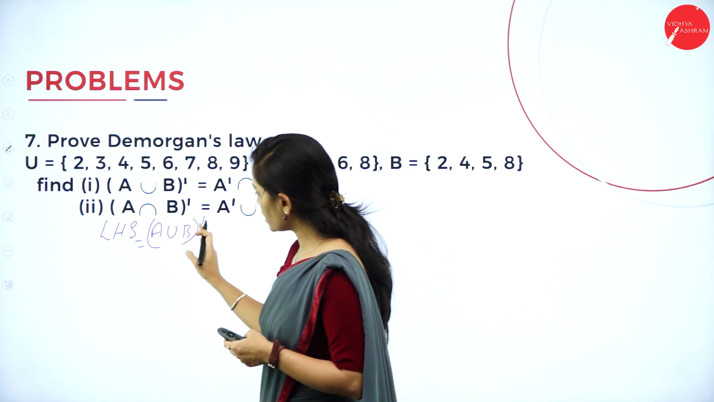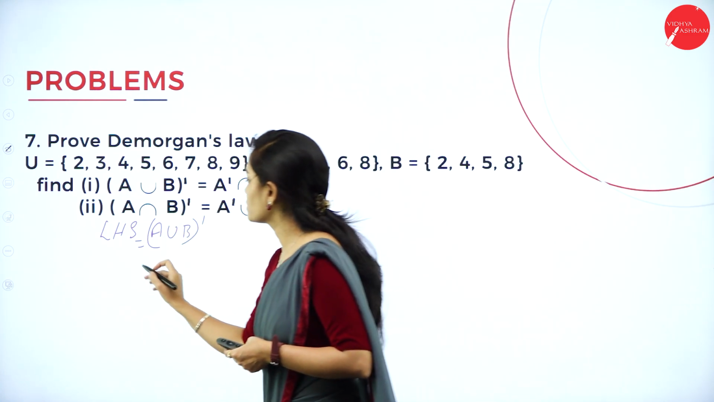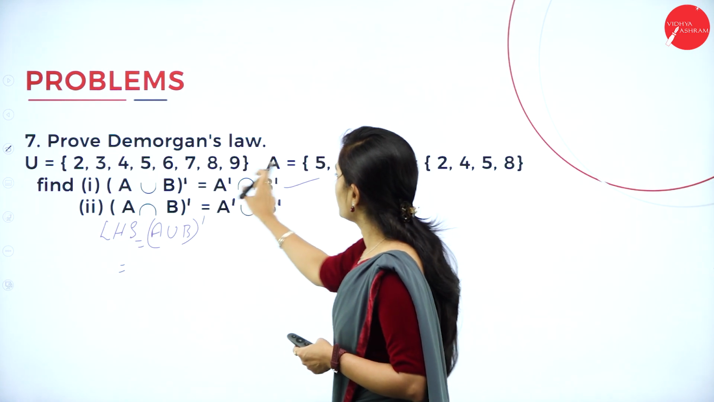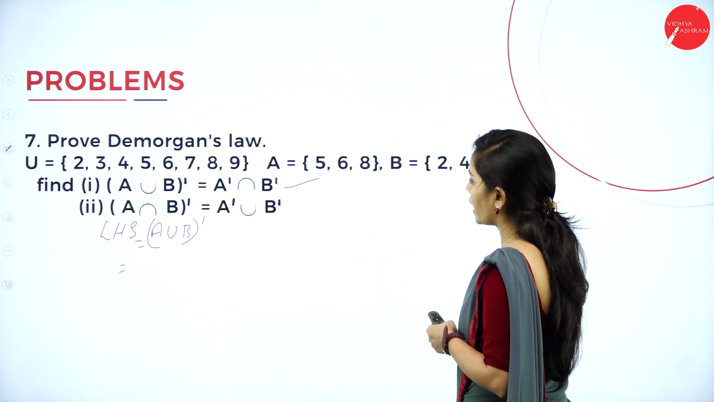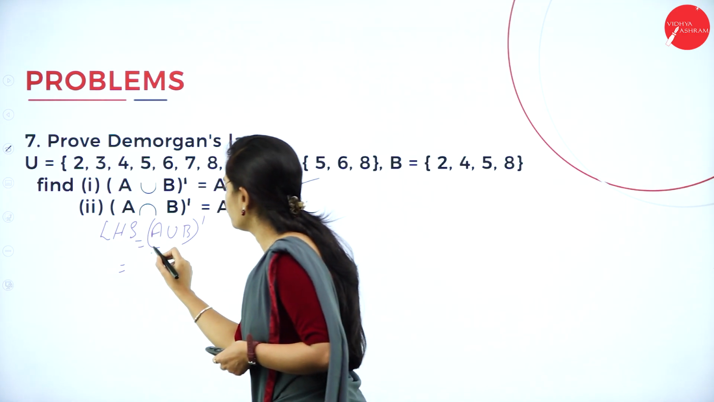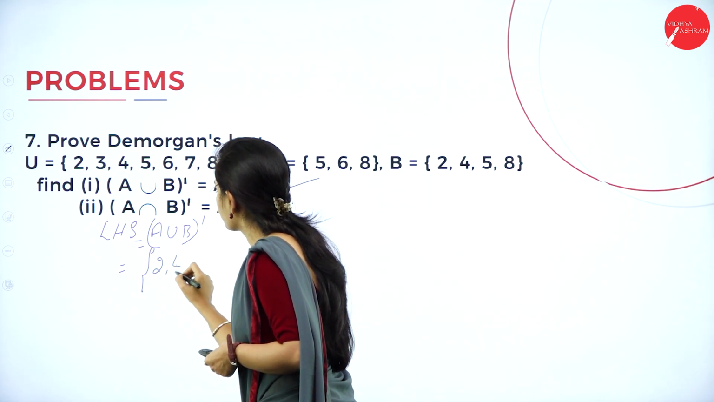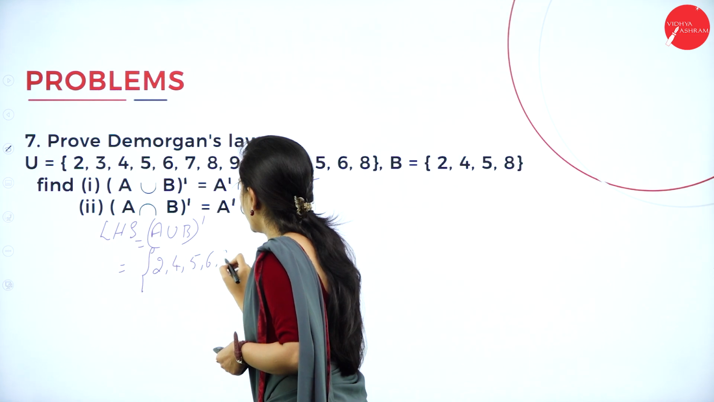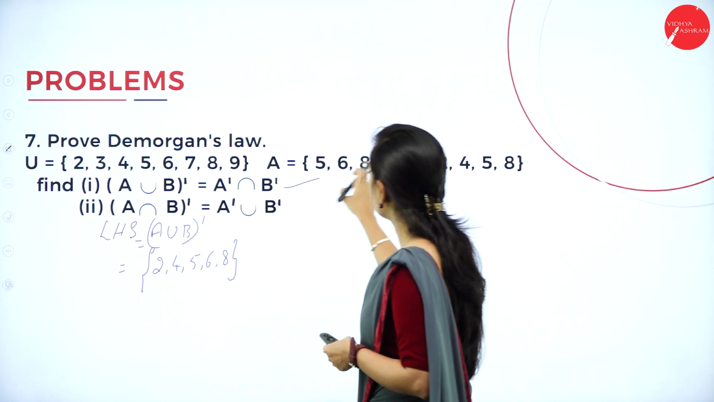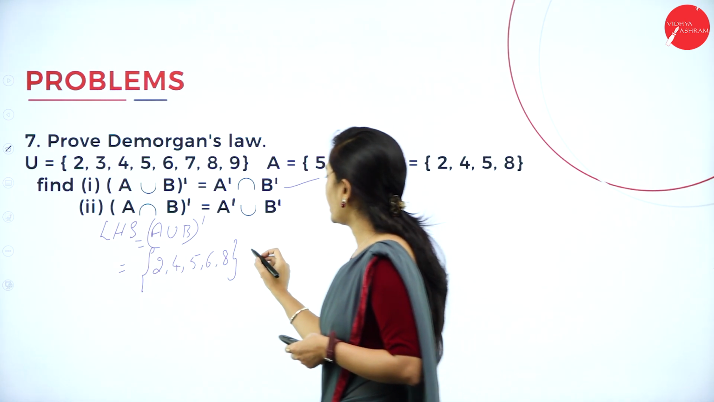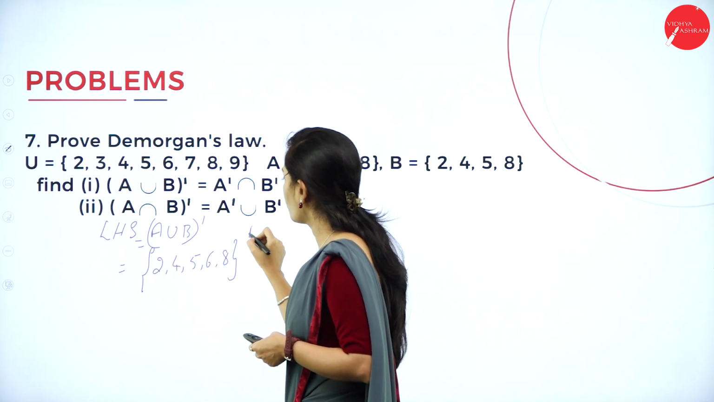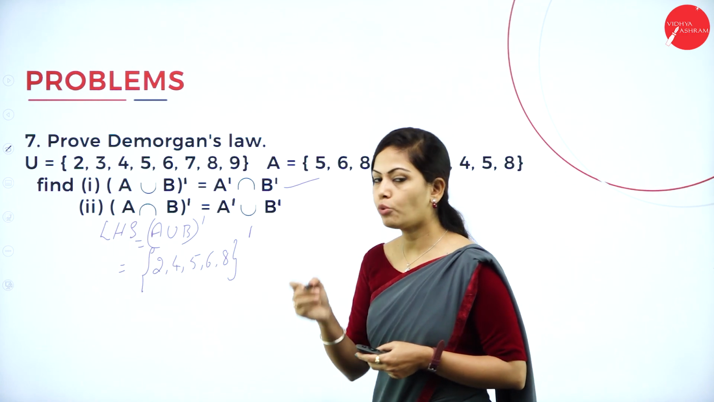First find out A union B. So what is A union B? A union B is 2, 4, 5, 6, 8. This is A union B. So just combine the elements 2, 4, 5, 6, 8. And here we have the whole complement, (A union B) whole complement.